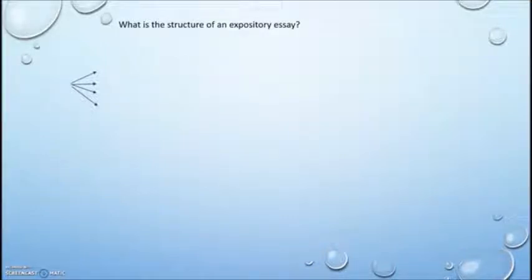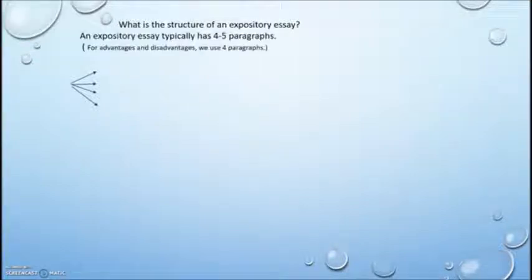Okay, what is the structure of an expository essay? An expository essay typically has 4 to 5 paragraphs. But since today's focus is on writing about advantages and disadvantages, we're going to focus on 4 paragraphs. What are those 4 paragraphs? Well, one is for the introduction, one is for the pros or the advantages, and one is for the cons or disadvantages, and one is for the conclusion.